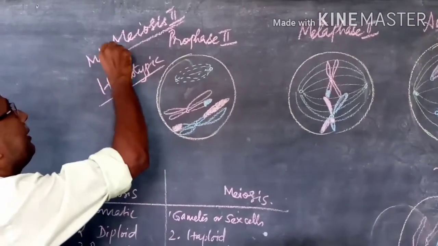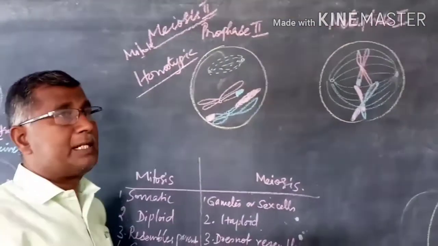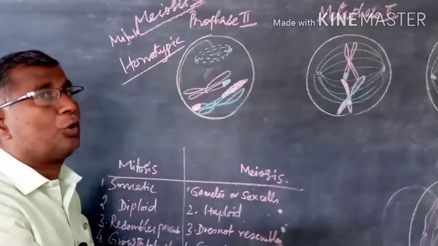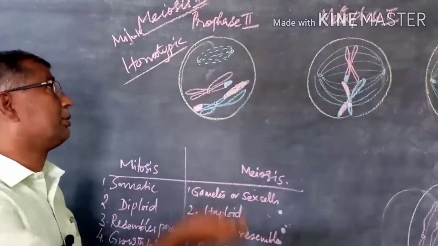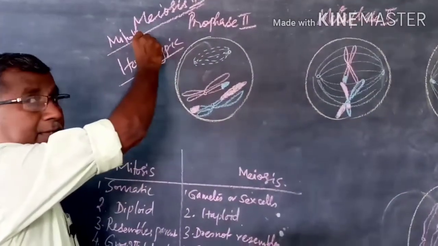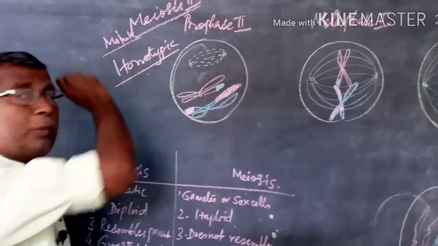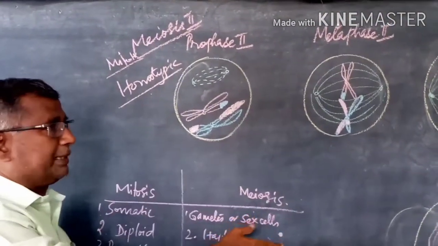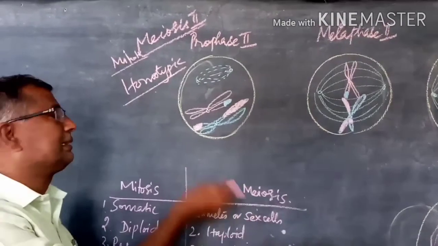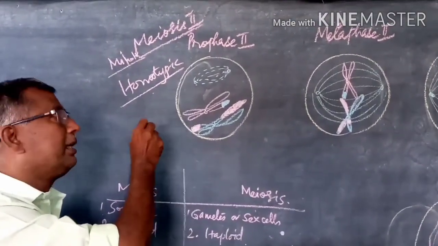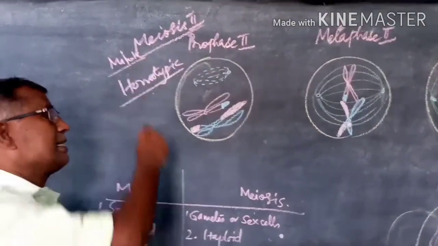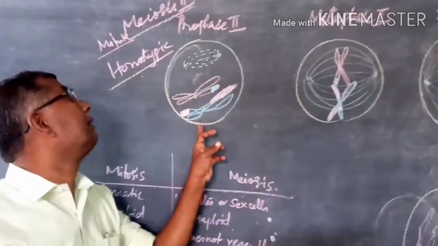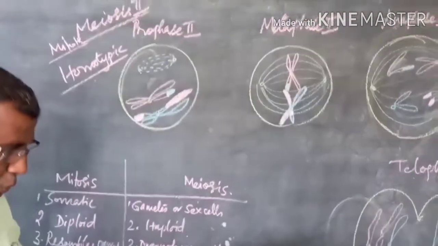What is the meaning of mitotic division? Mitotic division means multiplication division. The two daughter cells are divided into 4 cells. So that is why it is called mitotic division. It is also called homotypic division. Homotypic division means the daughter cells are just like the parent cell. So that is why meiosis 2 is the homotypic division. Understand? Then the first stage is prophase 2.